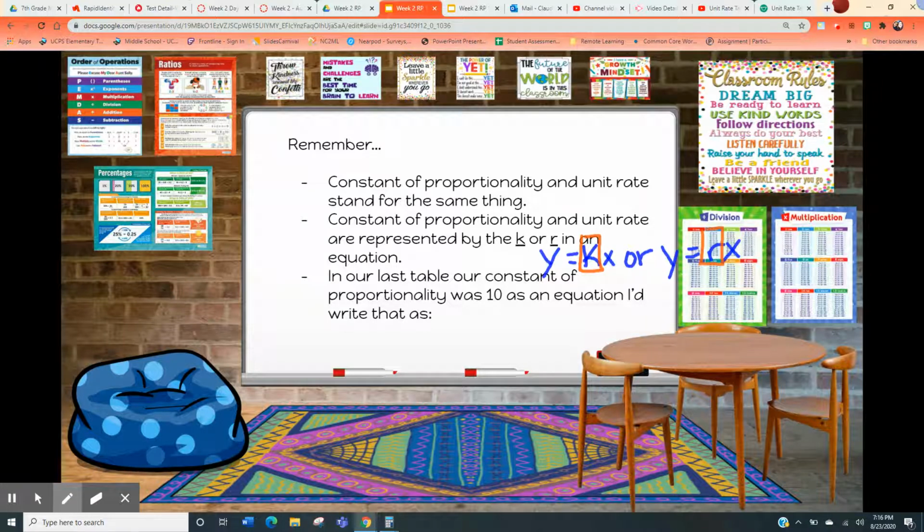In our last table, our constant of proportionality was 10. As an equation, I'd write that like this. Let me choose a different color. I would write it as y equals 10x. So that's telling me that I'm multiplying whatever's in my x column by 10 to get whatever's in my y column, which makes sense. So let's go ahead and look at our next table.